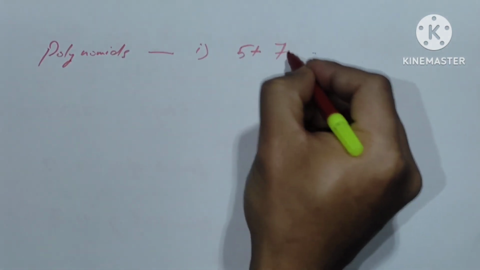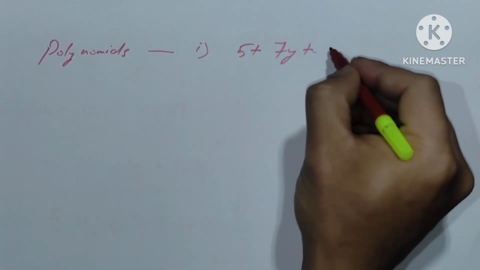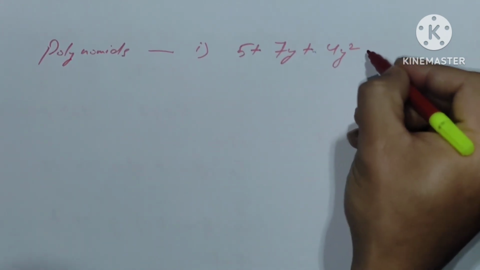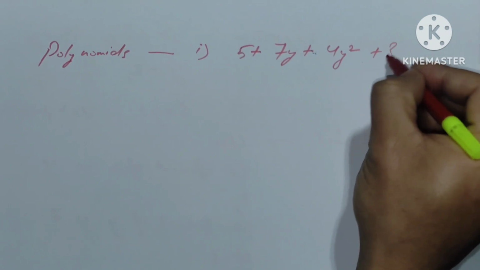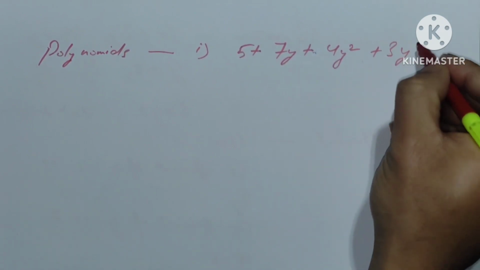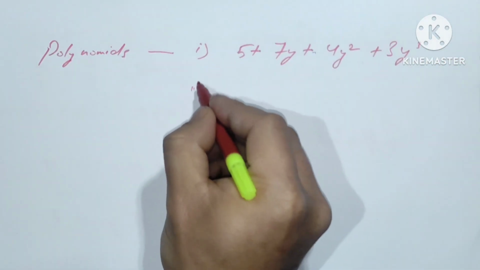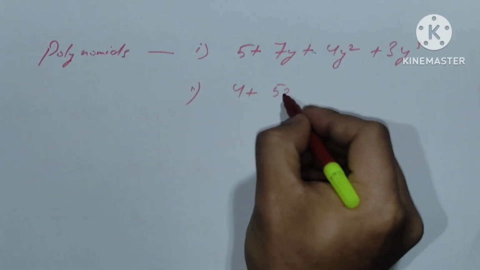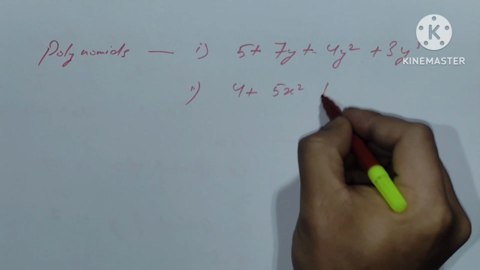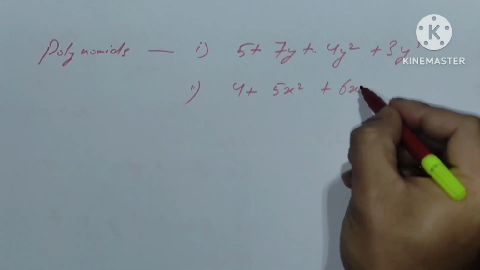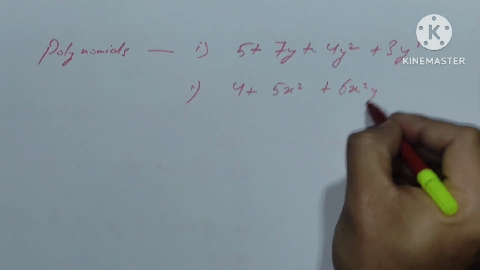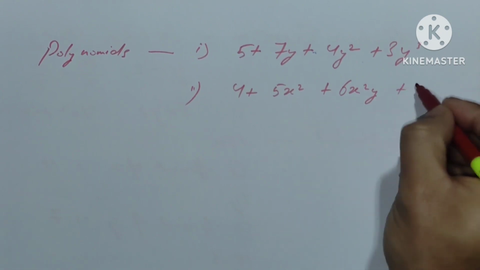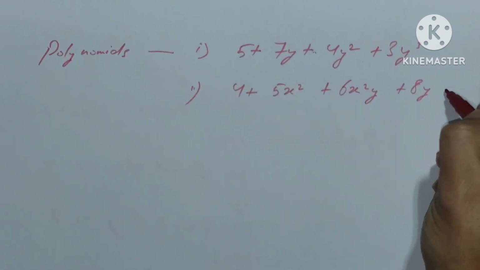Example 1 is like 5 plus 7y plus 4y square plus 3y cube. Example number 2 is like 4 plus 5x square plus 6x square y plus 8y. In place of addition, we can also use subtraction as well as multiplication.